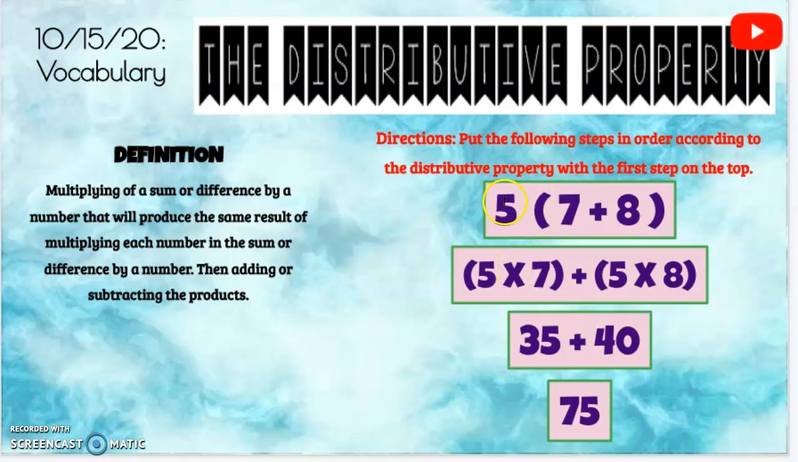They broke it up into that 5 times that 7. So 5 times 7 plus 5 times 8. Well, and then you do 5 times 7, which is 35. 5 times 8, which is 40. And then you add them, and you get 75. And that's all that we are doing for vocabulary today. Great job.